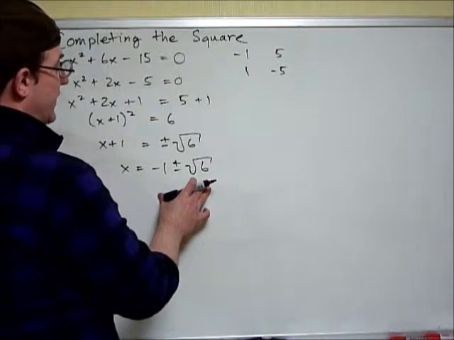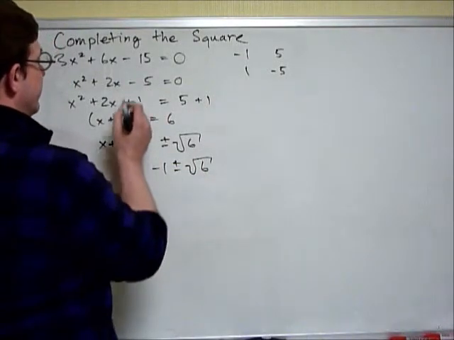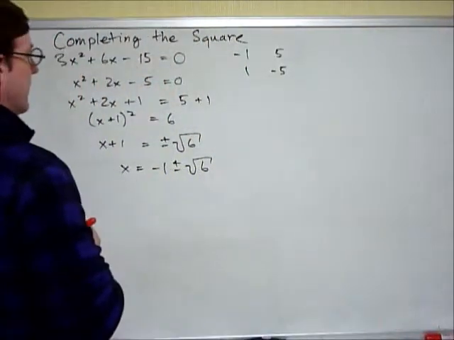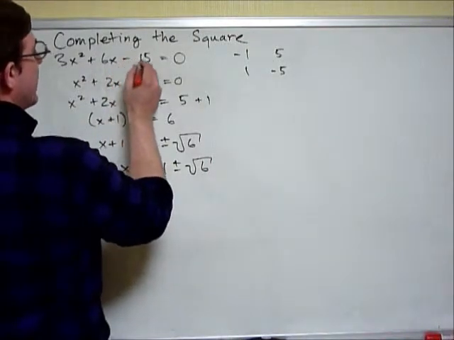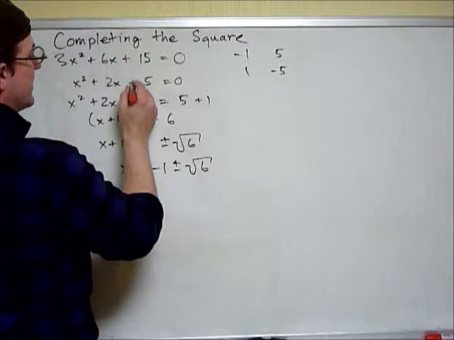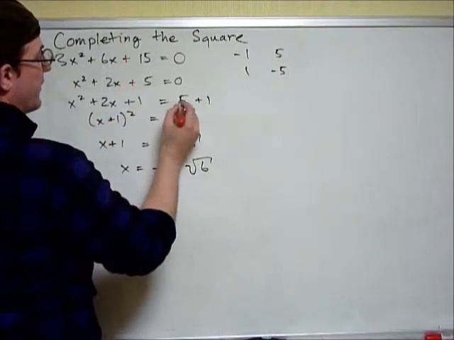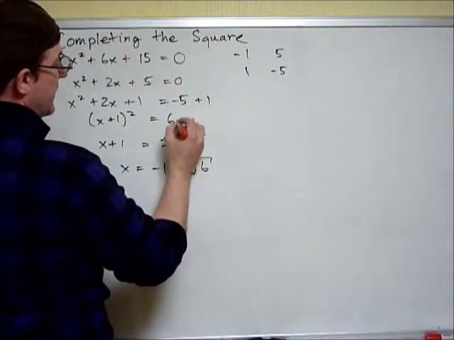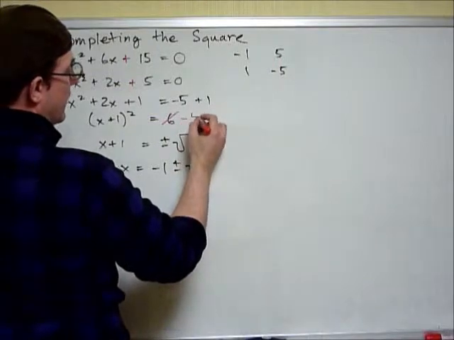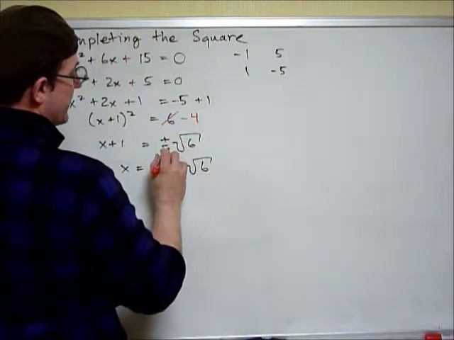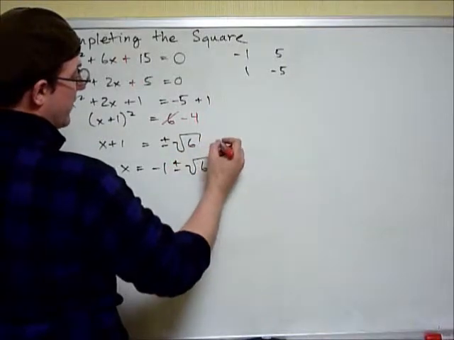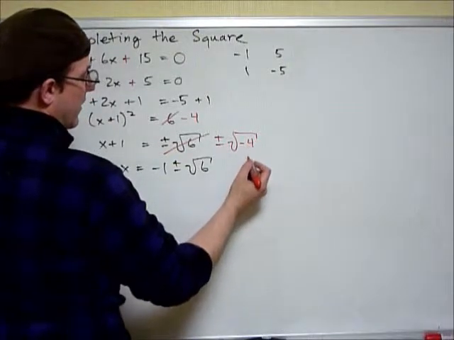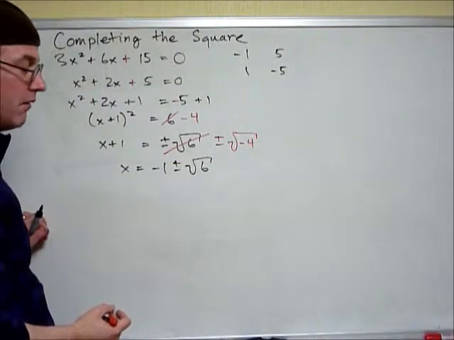Let's look at an example really quickly of when you would not. What if, let's change this a little bit with another pen perhaps. If this were not -15 but +15, then this would still be +5. And when we move it over here, it would be -5. And this would not be 6, it would be -4, right? And then this would not be plus or minus the square root of 6, it would be plus or minus the square root of -4. Uh-oh, I can't do the square root of a negative number. That's not a real number.